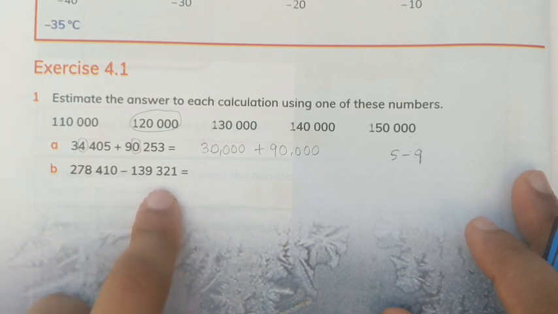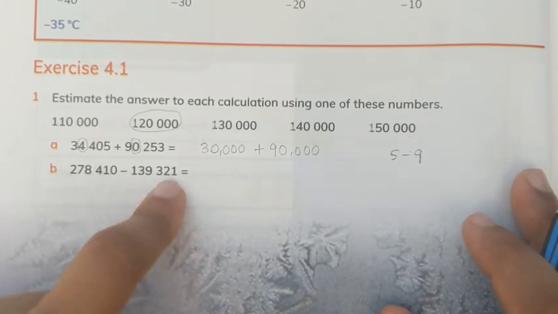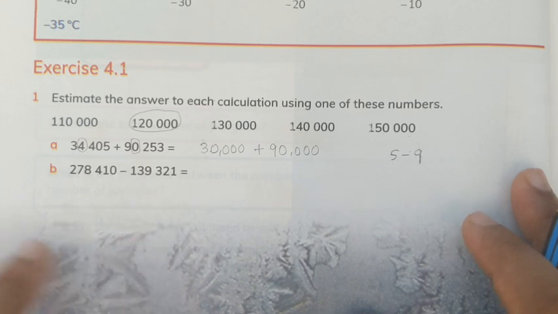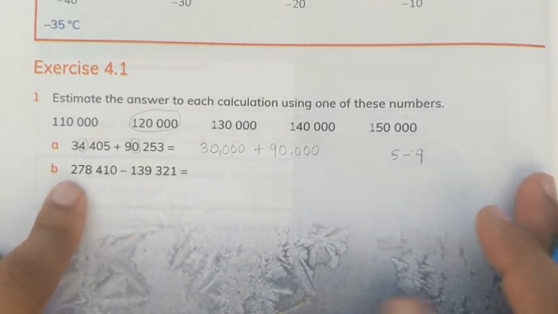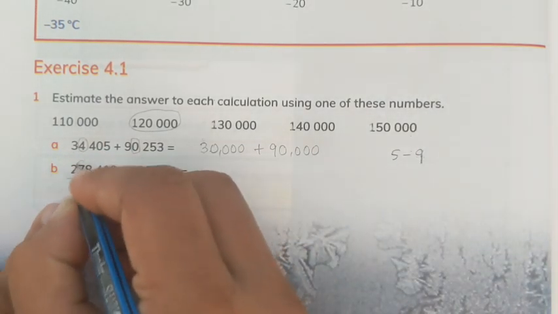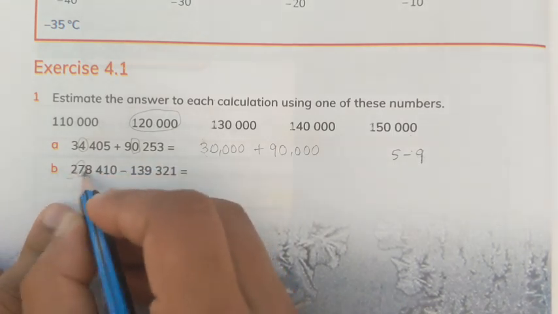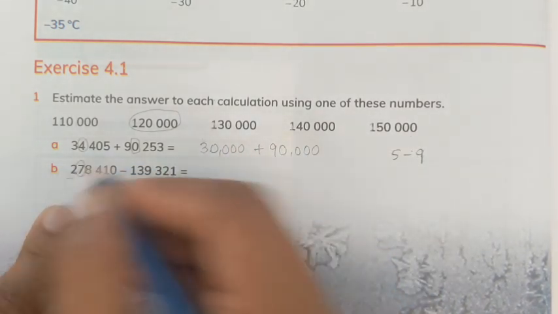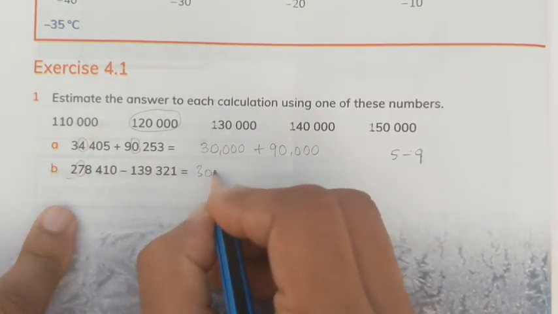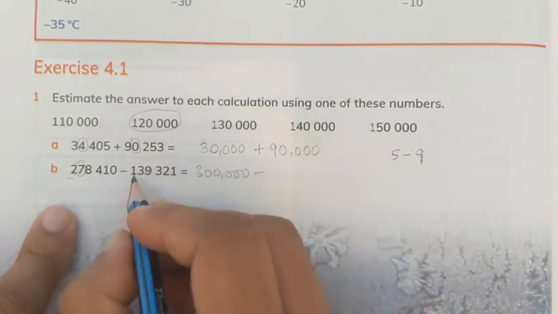278,410 minus 139,321. So what are we going to do? We are simply going to do the same thing. We take the first digit and circle the second one. Since it's a special digit, we add 1 to 2 and it becomes 3. So it becomes 300,000 minus 139,000.